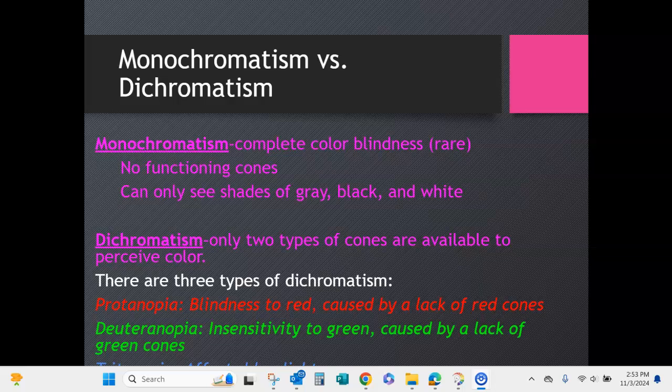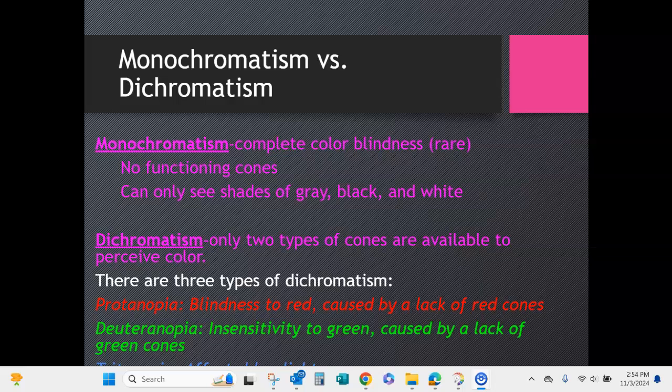A little more detail here about color blindness. Two specific types: monochromatism versus dichromatism. With monochromatism, they have complete color blindness, which is pretty rare. We know that cones are required for color vision, so with monochromatism, none of their cones are functioning. They can only see shades of gray, black, and white. With dichromatism, some of their cones work, but not all. Only two of the three types of cones are available to perceive color.